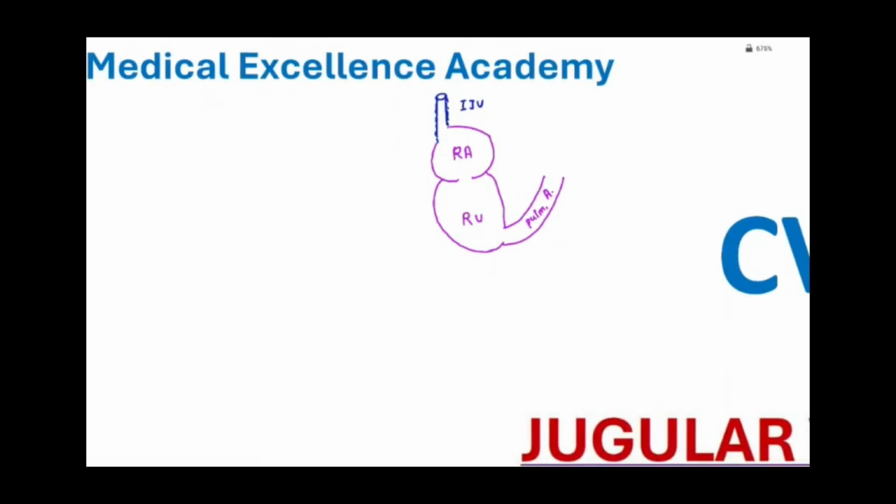So we have a simple schematic diagram which shows the internal jugular vein attached to the right atrium and then the right ventricle. Then the outflow of the right ventricle is the pulmonary artery. Okay, so only the right side of the heart is being shown here, just to make it very simple. Between the right atrium and right ventricle, we have this tricuspid valve.